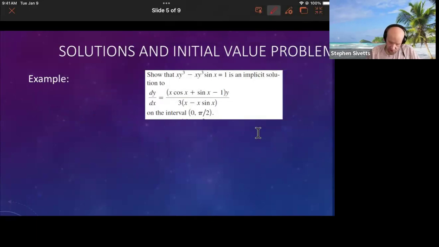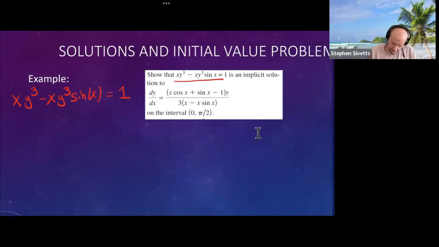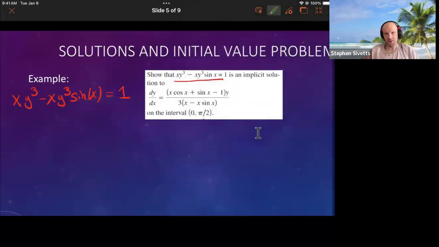So anyway, to show the implicit equation is a solution, right? So let's start off with this. It was x y cubed sine x equals 1. Well, you have to recall related rates in calculus. No, not related rates. I meant implicit differentiation, right? So we're going to use implicit differentiation.